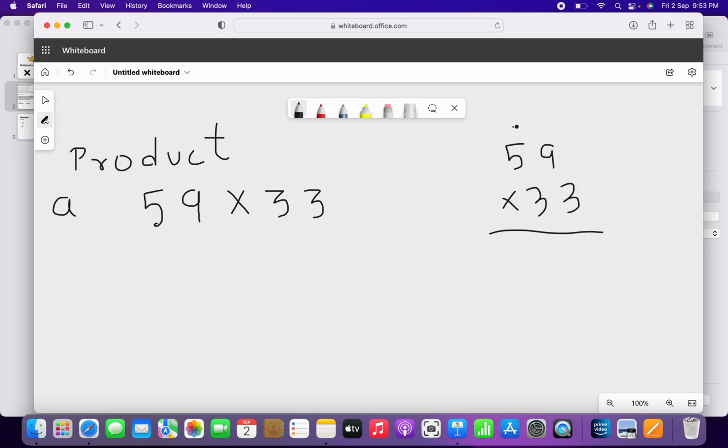3 nines are 27. You write 7 in the units, and carry over 2. 3 fives are 15. 15 plus 2 is 17. Right? Now again, 3 times 9 is 27. 3 times 5, 15. 15 plus 2, the carryover, makes it 17.